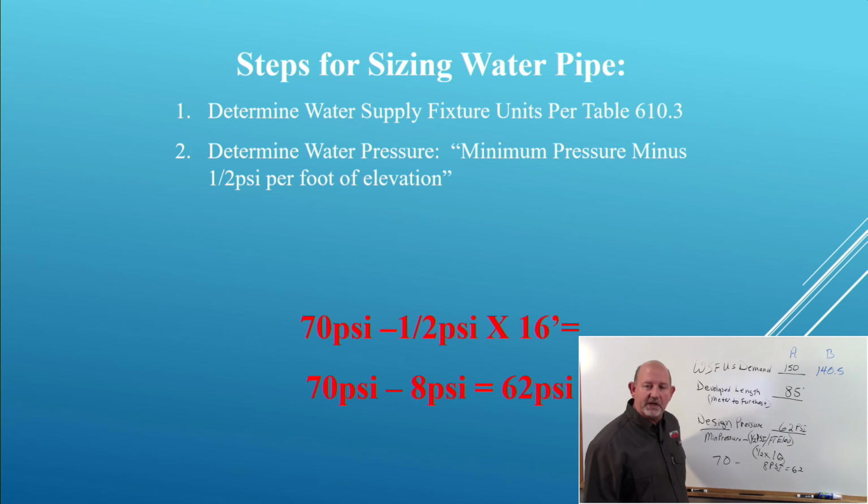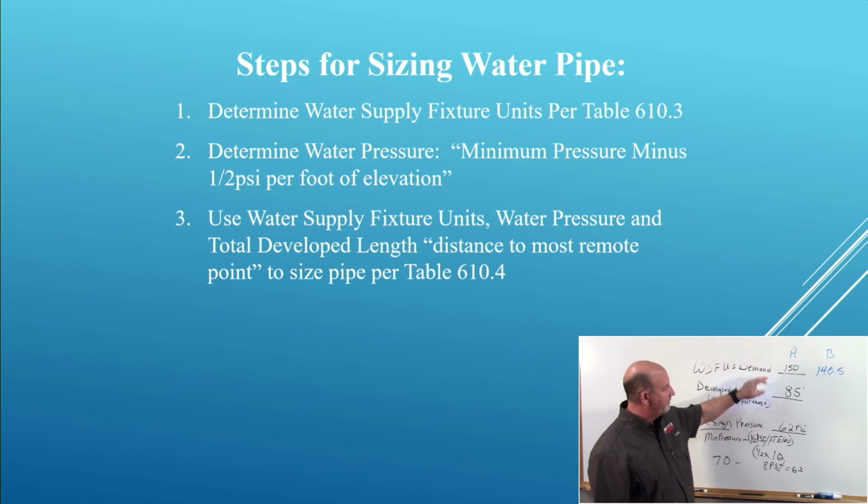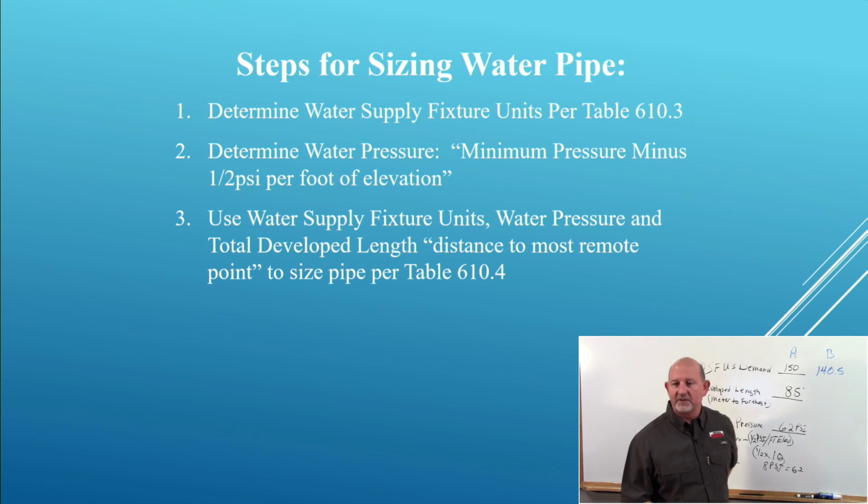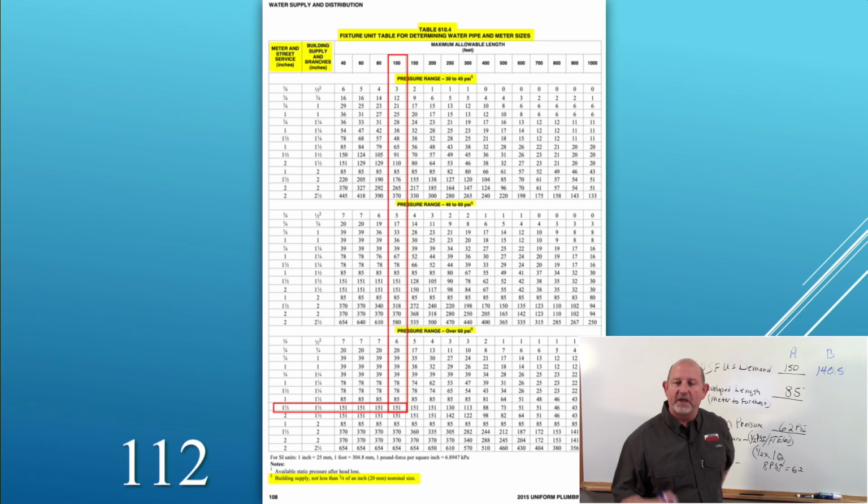And then step 3, we take our design pressure, right, 62, our developed length of 85, and our demand of 140, right, and plug that into the table. And that's where we end up with a 1.5 inches again, right? So that pipe B would still be 1.5 inches.